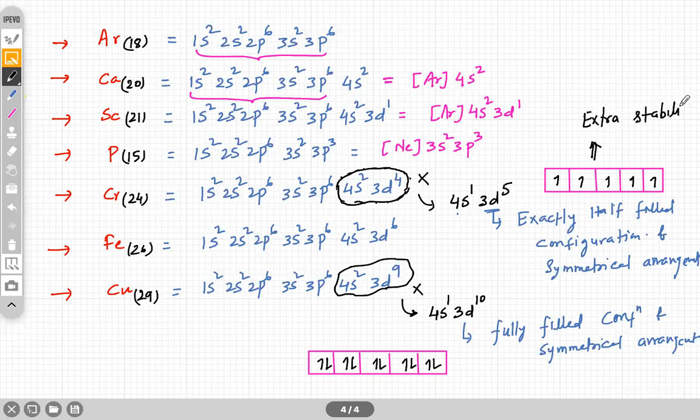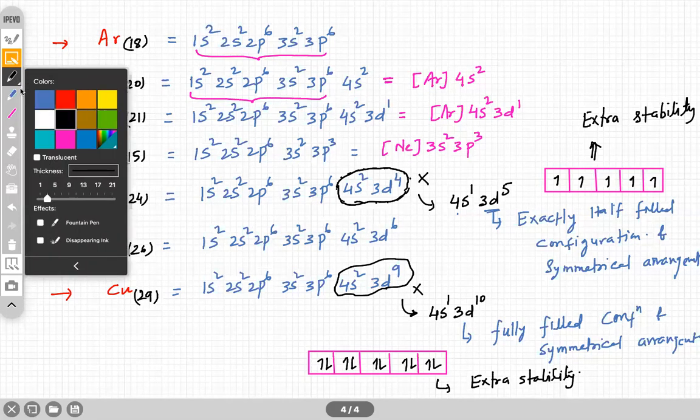Extra stability, and hence it is more stable. Here also we have extra stability, hence it is more stable, and the electron forms this arrangement. Okay. So now if you see what happens, why does it not take place in S and P, like 3s2, 3p2 that we have, the question that you asked? Okay. So why is it not happening here?